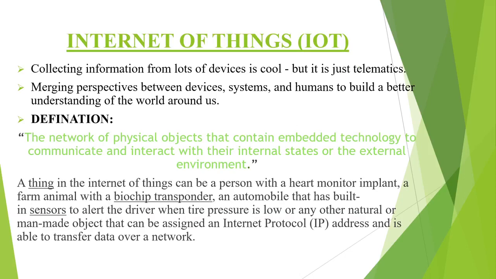Internet of Things, the network of physical objects that contain embedded technology to communicate and interact with their internal states or the external environment. The Internet of Things describes a network of physical objects, that is, the things that are embedded with sensors, software and other technologies for the purpose of connecting and exchanging data with other devices and systems over the internet. One example is the automotive industry, which uses IoT devices in the manufacturing process. The automotive industry extensively uses industrial robots, and IoT can help proactively maintain these systems and spot potential problems before they can disrupt production.